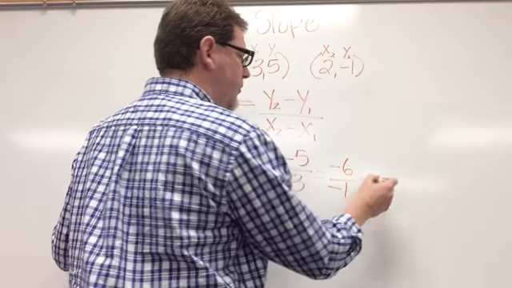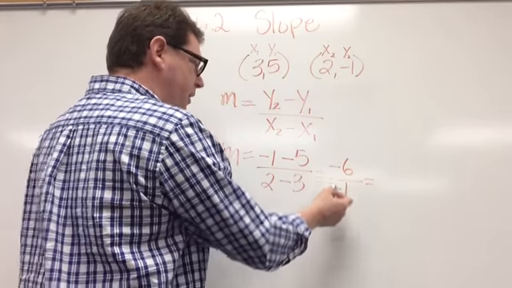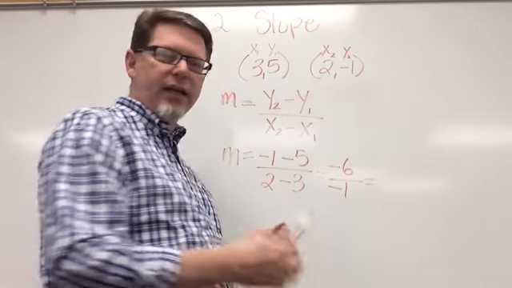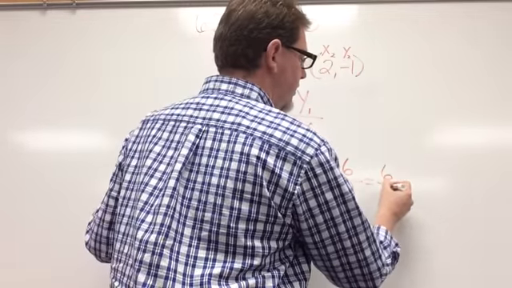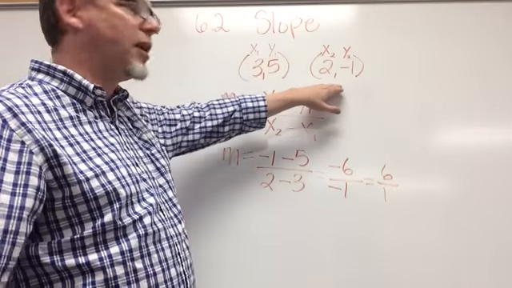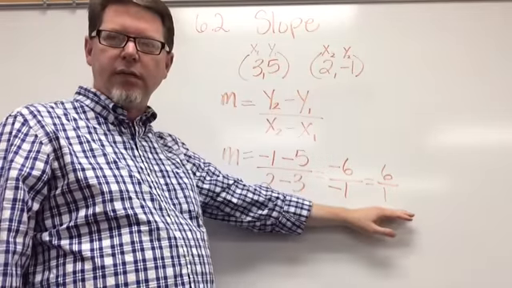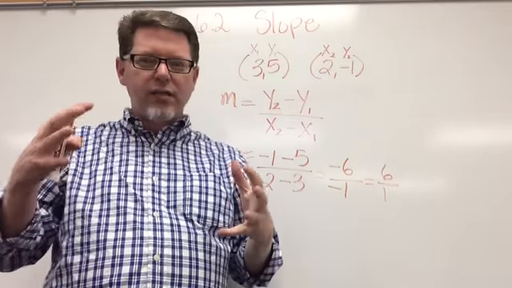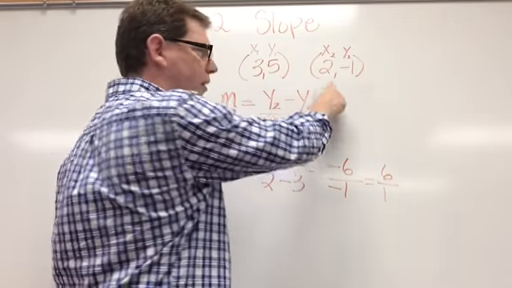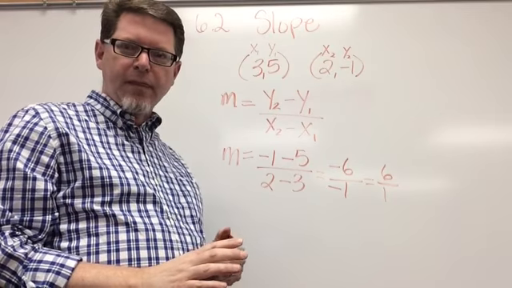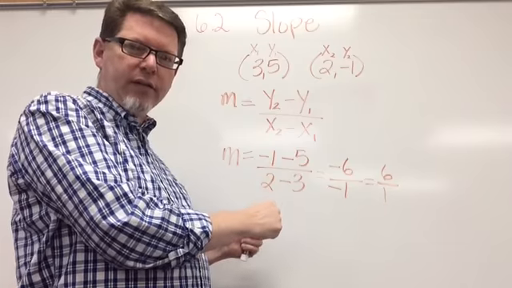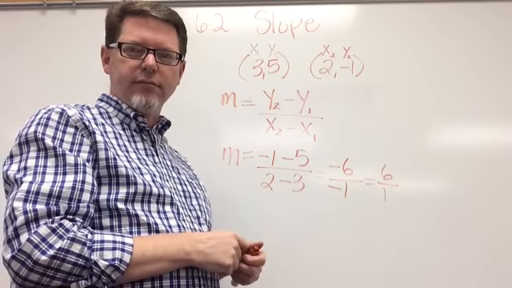So now I need to simplify. I know it's a negative divided by negative, so that's going to make it a positive answer. And since I can't simplify anymore, the answer is going to be 6 over 1. So the slope of the line that passes through 3, 5 and 2, -1 is 6 over 1. Now just to help give you a little bit more background on this, if I was to plot these 2 points on a coordinate plane, then I would have to go up 6 and to the right 1 to get from one point to the other.